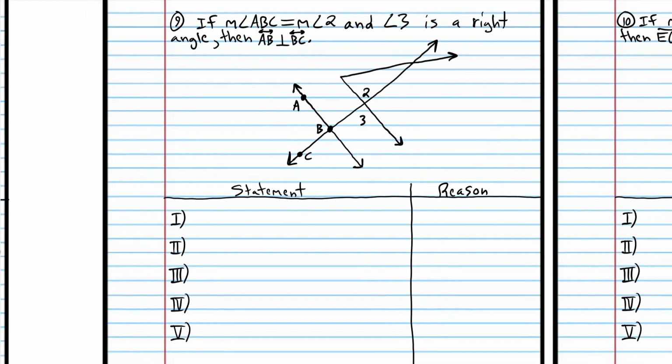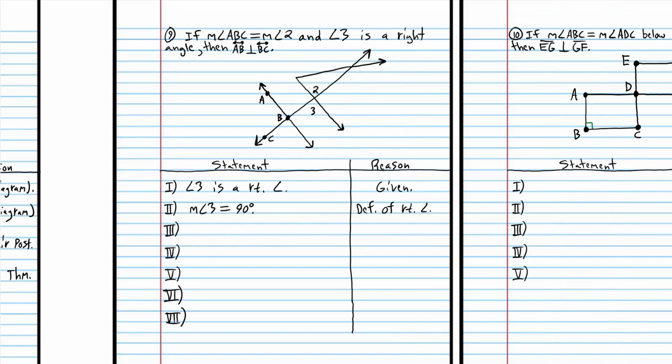So we're going to start with angle 3 is a right angle, and that's given. That means that the measure of angle 3 must be 90 degrees. And that's just the definition of a right angle. Now we know that the measure of angle 3 is equal to the measure of angle 2 by the Vertical Angles Theorem.